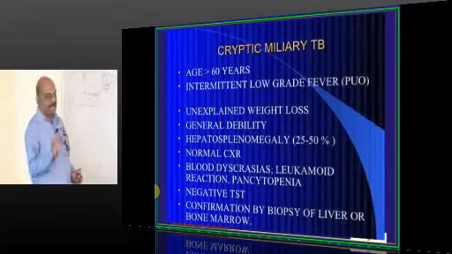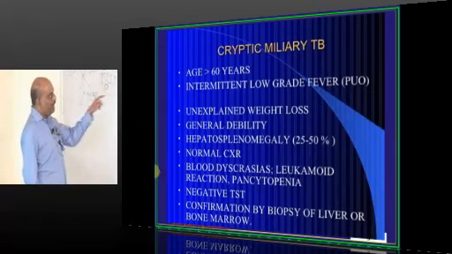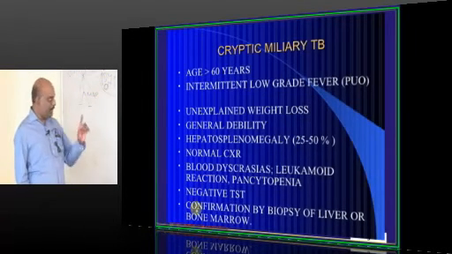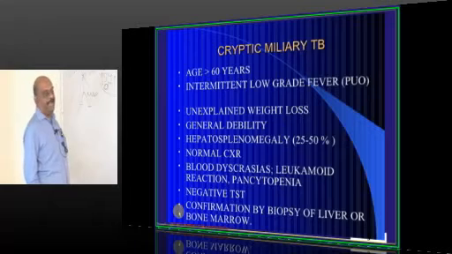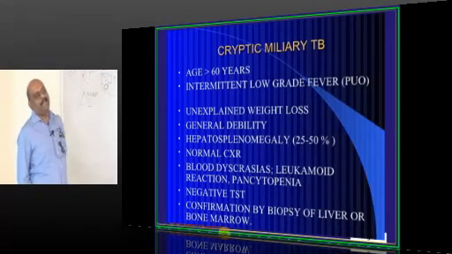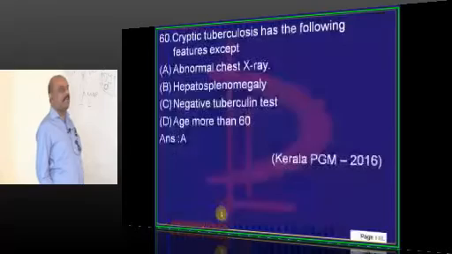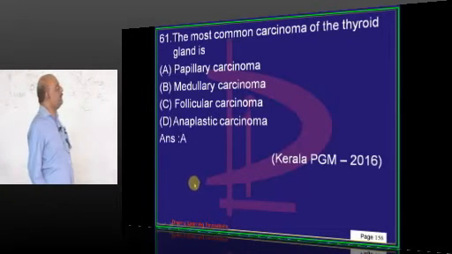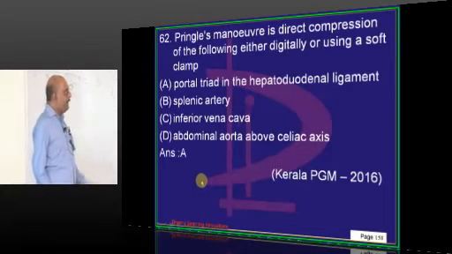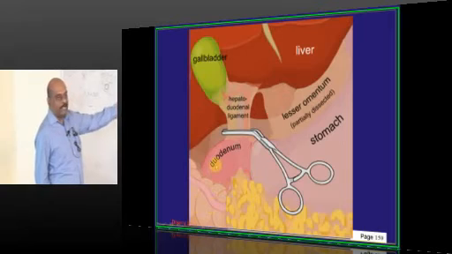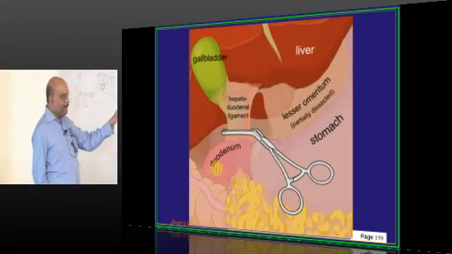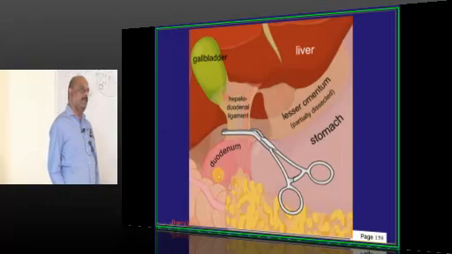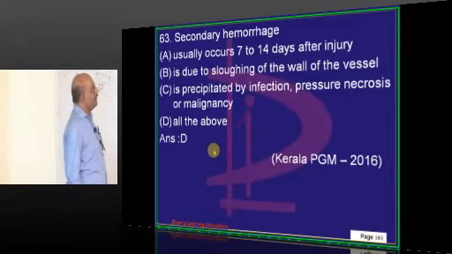Cryptic tuberculosis is, there are certain definitions. Age more than 60, intermittent low grade fever, unexplained weight loss, hepatosplenomegaly, normal chest x-ray, they all define a cryptic miliary TB. Based on this, the question is created. The most common carcinoma of the thyroid is papillary. Pringle maneuver means when you are operating on the foramen of Winslow, you will apply a pressure to avoid a injury and bleeding from the portal triad.